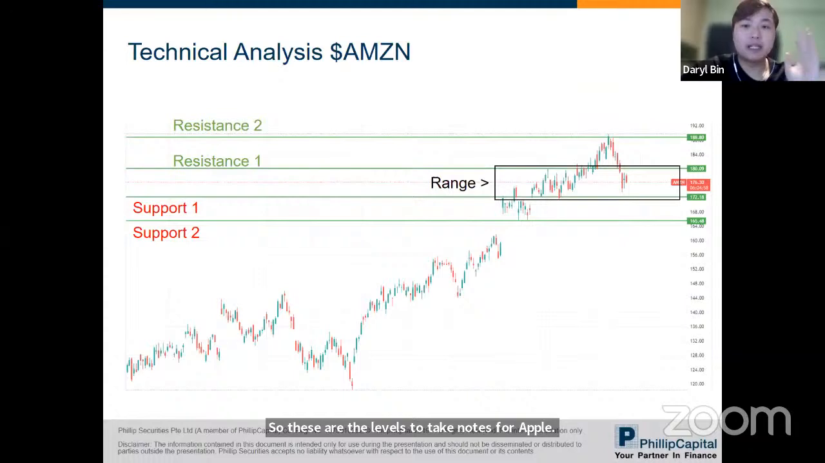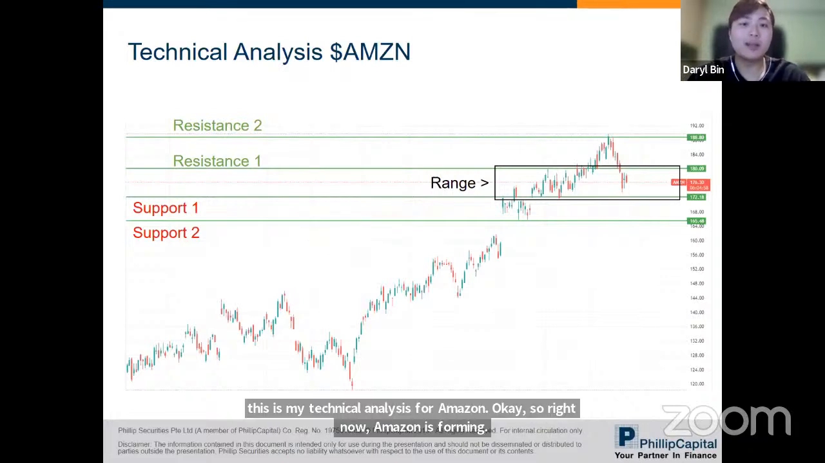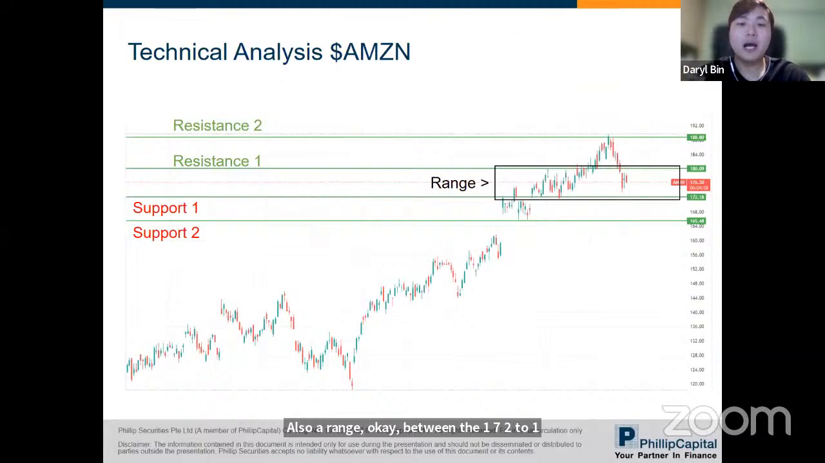And this is my technical analysis for Amazon. Right now, Amazon is also forming a range between 172 and 180. What I believe is Amazon will continue staying in this range for a while before touching resistance 2. So in the near term, I believe Amazon will touch support level 1, which is the 172 level, before going to resistance 2 at the 188 level.